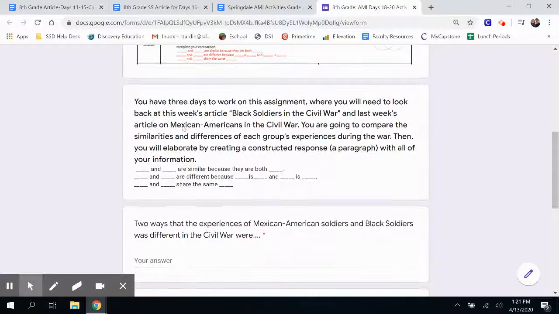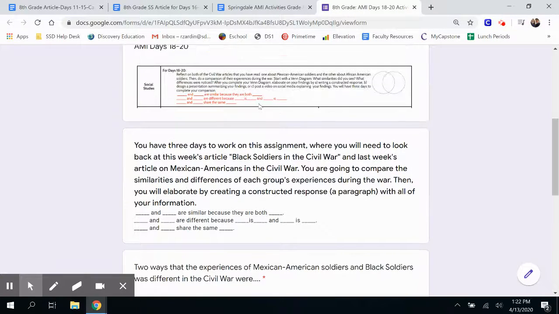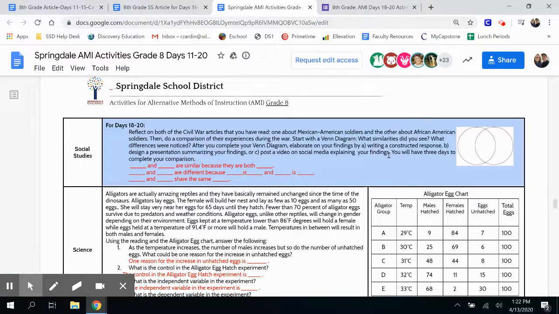So this says you have 3 days to work on this assignment, where you will need to look back at this week's article, Black Soldiers in the Civil War, and last week's article on the Mexican Americans in the Civil War. You're going to compare the similarities and the differences of each group's experiences during the war. Then you're going to have to write a constructed response. So the packet actually gives you 3 options. You can write a constructed response, okay, which means write a paragraph, kind of synthesize, kind of explaining the information.